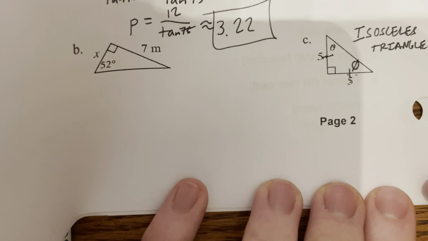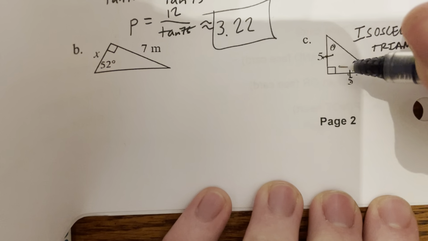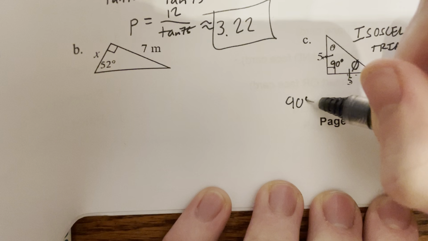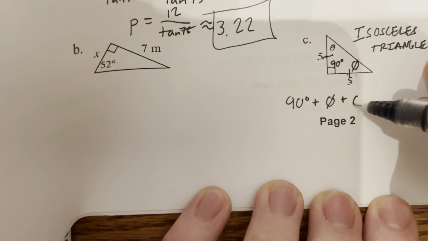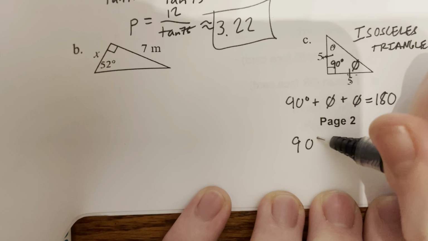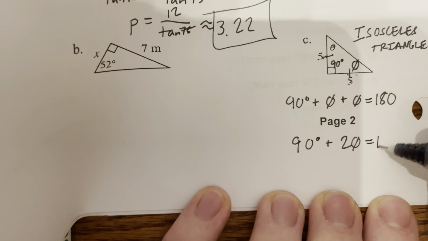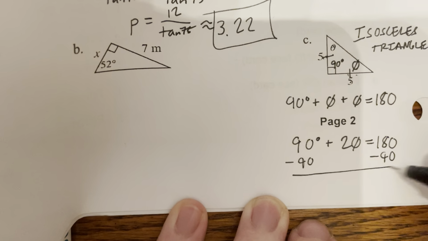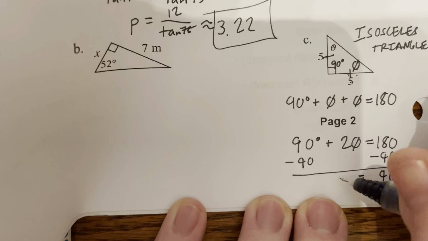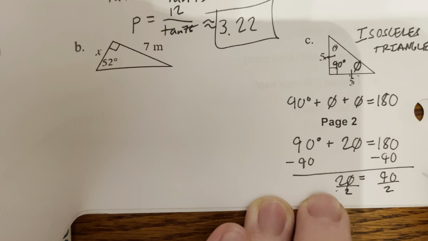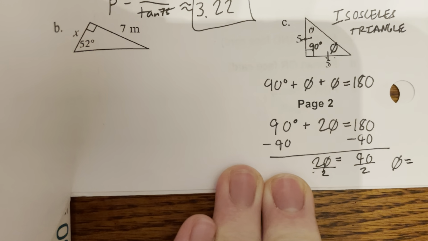So knowing that, and knowing that all the angles in a triangle must add up to 180 degrees, this is 90 degrees. If I add all these together, 90 degrees plus theta plus theta equals 180. That would leave me, combining like terms, 90 degrees plus 2 theta equals 180. Subtract 90 to the other side. Get 90 equals 2 theta. Right now theta is being multiplied by 2, so I divide by 2 on both sides. So theta equals 90 divided by 2.